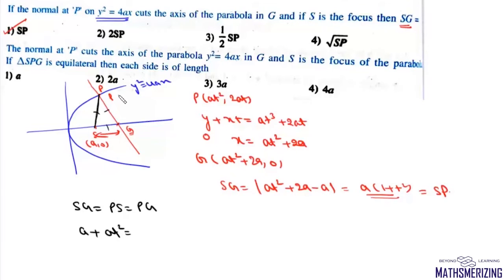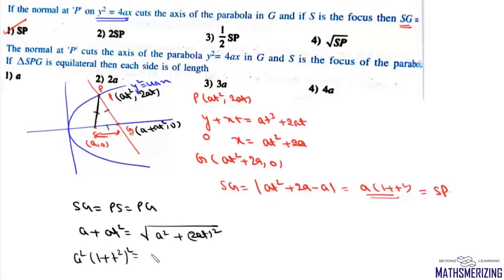And what is this distance PG? So this P is (at², 2at) and G is (a + at², 0). So this distance will be the square root of a² + (2at)². So we'll write a² and this is (1 + t²)², and it will be a² and this is (1 + 4t²). So this a² will cancel.